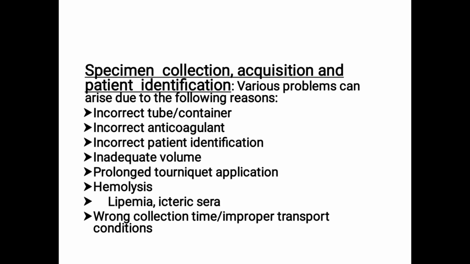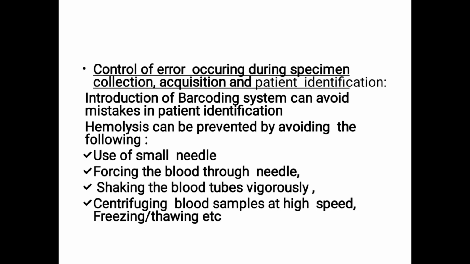Inappropriate transport conditions. Suppose you are taking a culture, we have to use transport media, and if it is a test like ammonia or ABG, we have to carry an ice cube. If you are transporting to far places for hormones and so on, we have to separate the serum, otherwise there is a chance of hemolysis. Separate the serum, which needs a centrifuge, put it in a vial and transport. So how to control errors occurring during specimen collection, acquisition and patient identification?